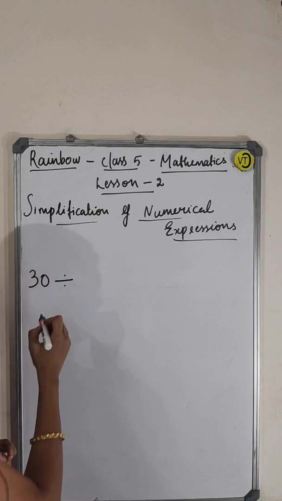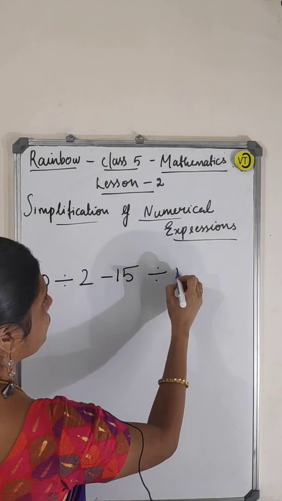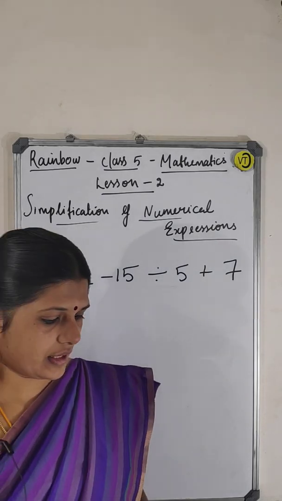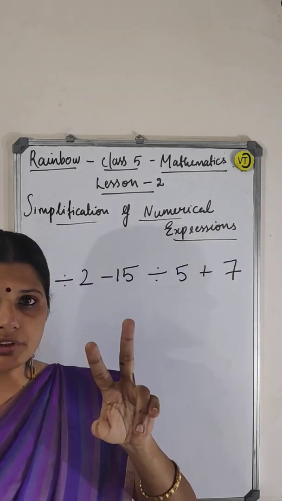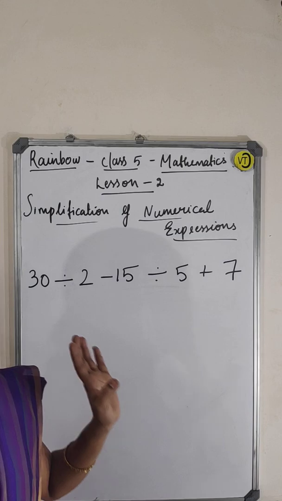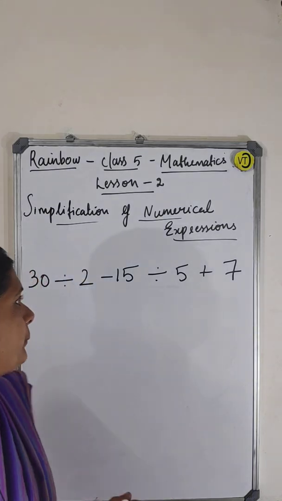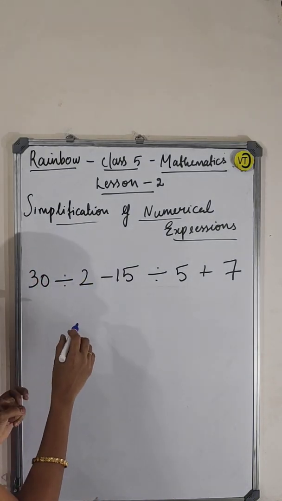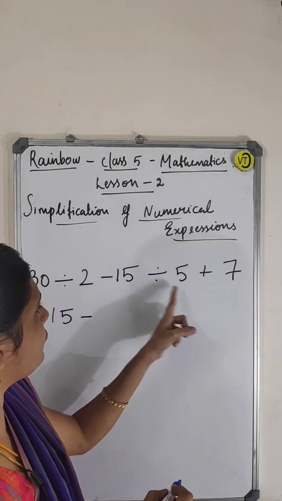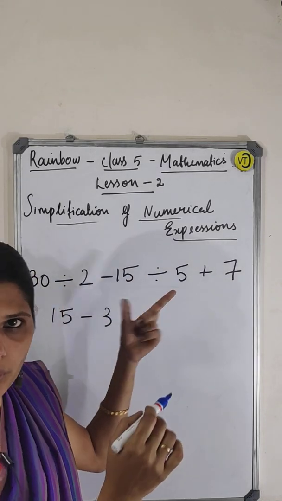30 divided by 2 minus 15 divided by 5 plus 7. It's a very big sum, right? Division is there, 2 division symbols are there, then minus is there, then addition is there. Here no multiplication. So I am going to do the BODMAS rule. First division I am going to perform. 30 by 2 is 15. Then write minus. 15 by 5 is what? 3.